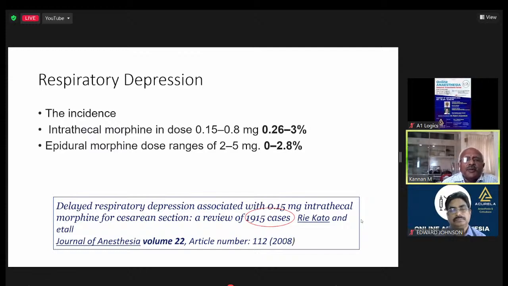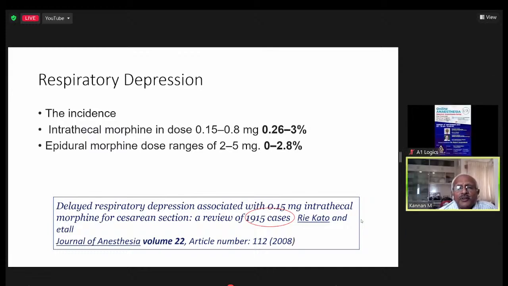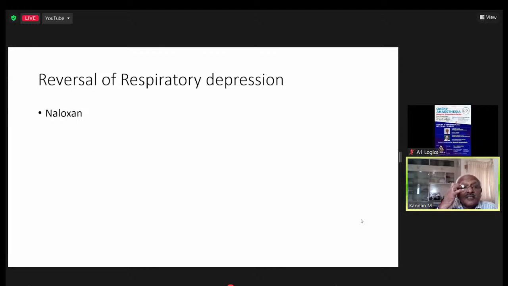And when we use epidural morphine at the dose of 2 to 5 milligrams, the incidence of respiratory depression is 0 to 2.8%. Then, when respiratory depression occurs, of course, we should be able to reverse it. The sheet anchor drug is naloxone. Though naloxone's half-life is short, we have to use it repeatedly. Naloxone has its own problems. It can also produce hypertension and ventricular tachycardias and things like that.